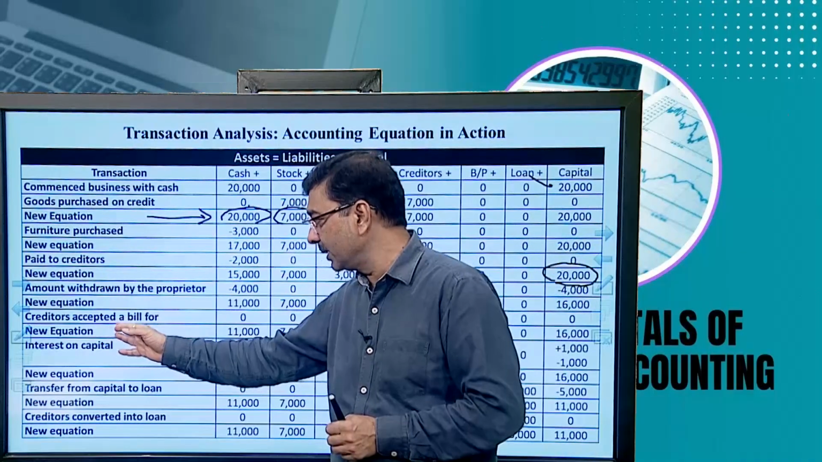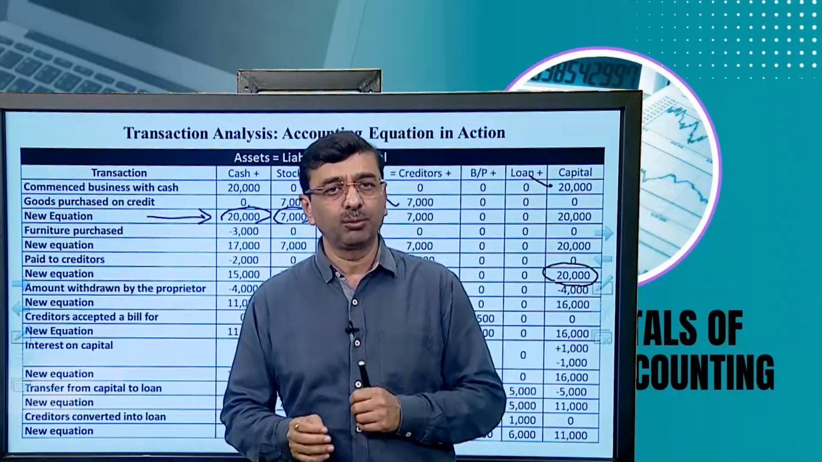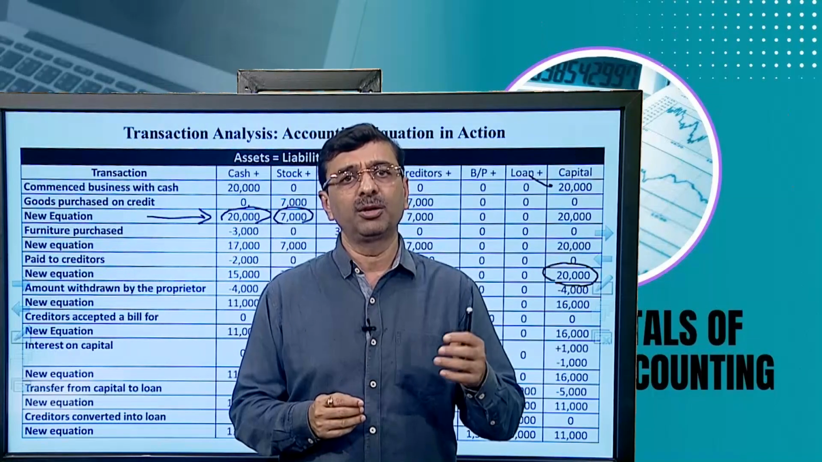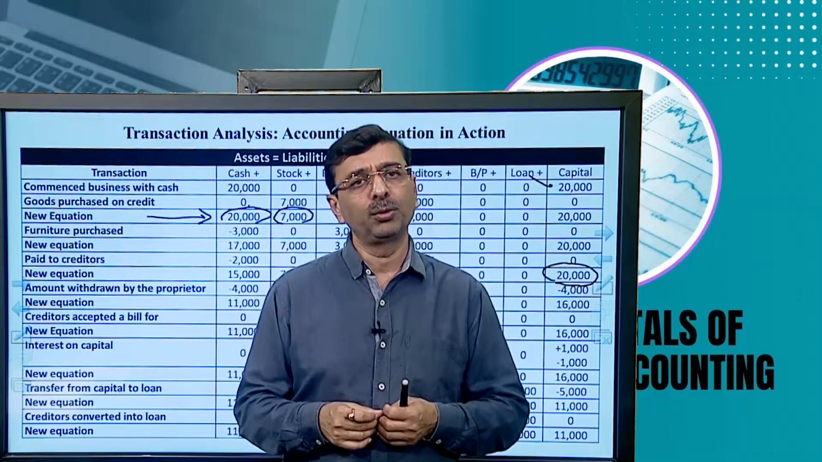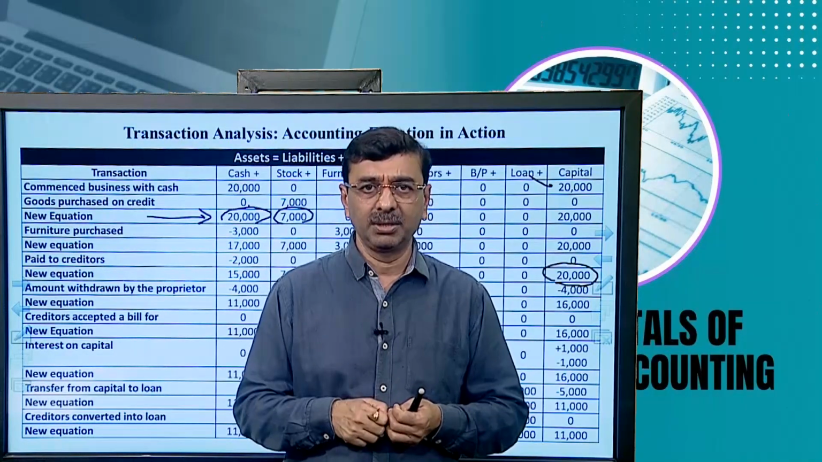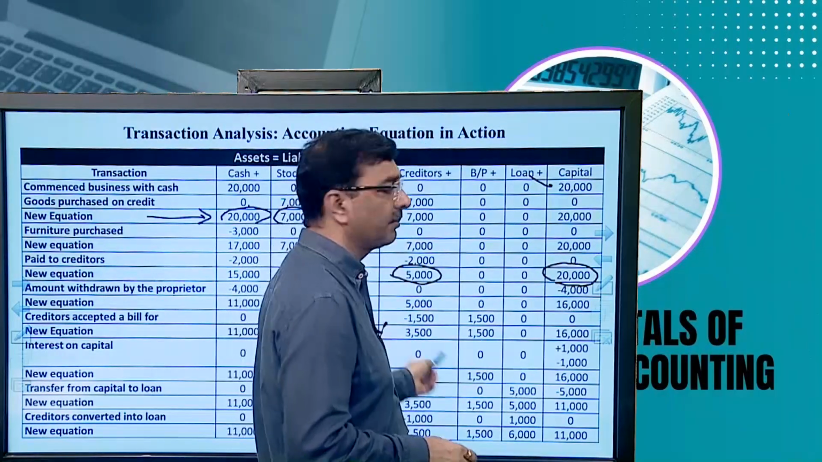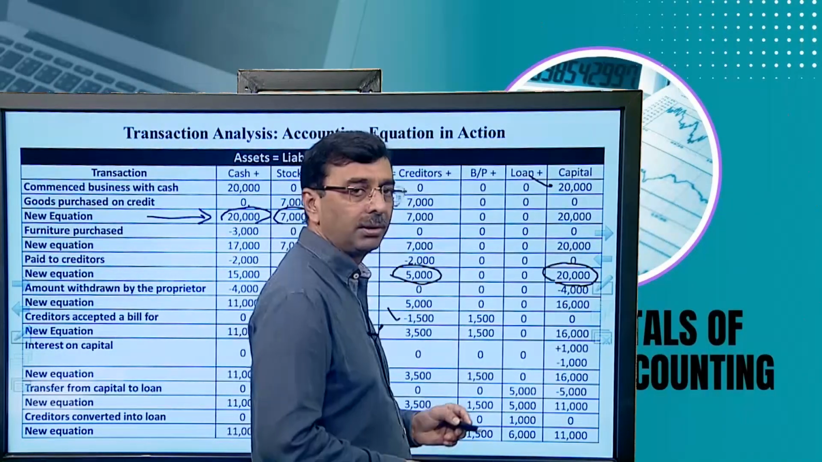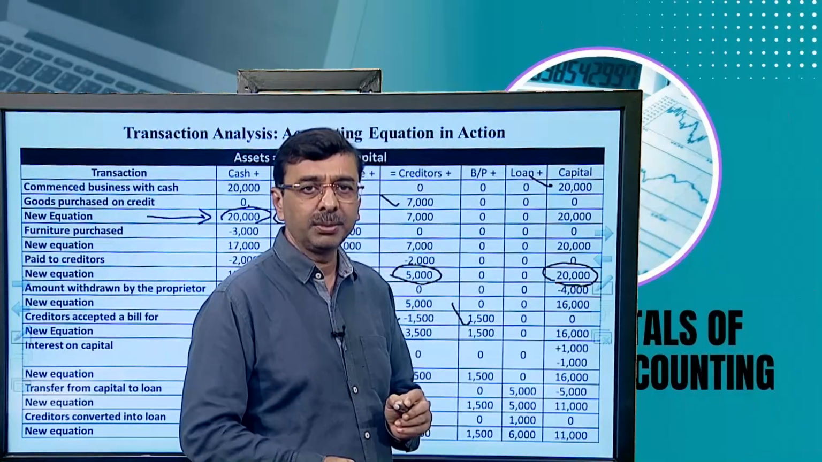Moving to the next transaction, creditors accepted a bill of a certain amount. It is 1,500 rupees of bill. There are some creditors. From the creditors, a bill of 1,500 rupees was returned, and the person who is ready to pay, that means we are ready to accept this bill, accepted a bill payable after a specific period of time. So creditors will be reducing because it is converted into bills payable. So 1,500 rupees minus from the creditors, and the bills payable column will be 1,500 rupees.